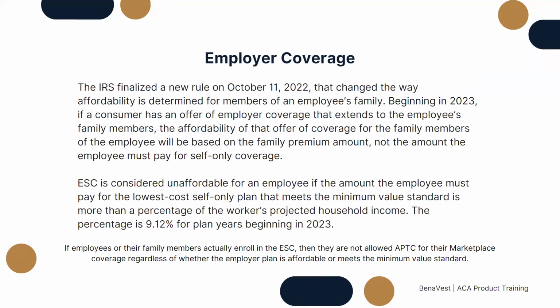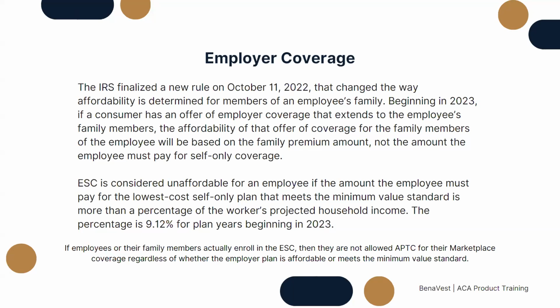Employer coverage. Okay, so the IRS finalized a new rule October 11th, 2022 that changed the way the affordability is determined for members of the employee's family. So before, it only needed to be affordable based on the employee's price of the plan. If people added their family members, it was very expensive, but that didn't matter with affordability.